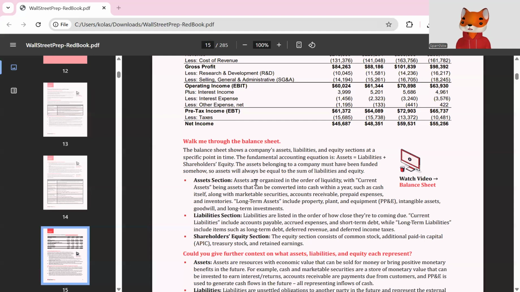Liabilities section. Liabilities are listed in the order of how close they are to maturity. Current liabilities include accounts payable, accrued expenses, short-term debt, while long-term liabilities include items such as long-term debt, deferred revenue, deferred income taxes. Shareholders' equity section. This equity section consists of common stock, additional paid-in capital, treasury stock, and retained earnings.